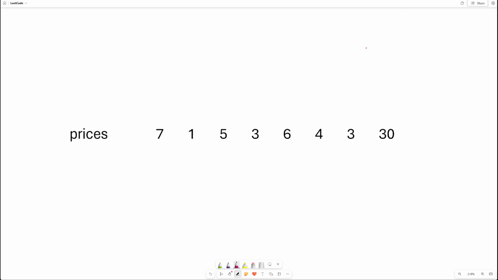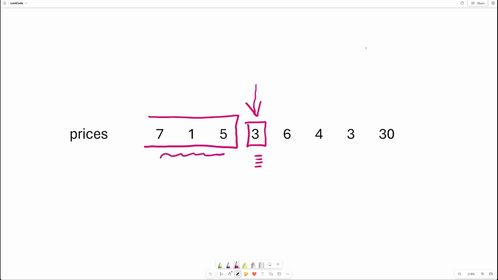And why is this useful? Imagine that we've already covered part of the array, and we've examined this part of the array. We've made some conclusions so far. And now we've moved to the next day. So here's the price today. That's the price we're looking at. And the question is, is this a better option to sell the stock than any other day that we've encountered already?